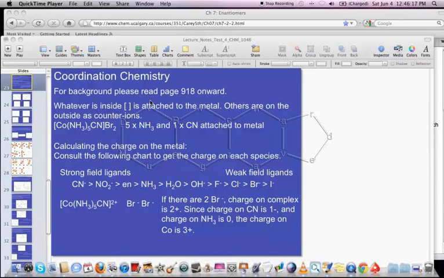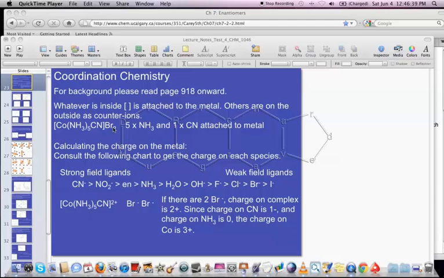I'd like now to talk about some coordination chemistry. Now, coordination compounds are compounds that have metals and then things attached to those metals. When we're drawing out the formula for a coordination compound, everything that's attached to the metal is in the square brackets, and then everything on the outside is going to be outside those square brackets.